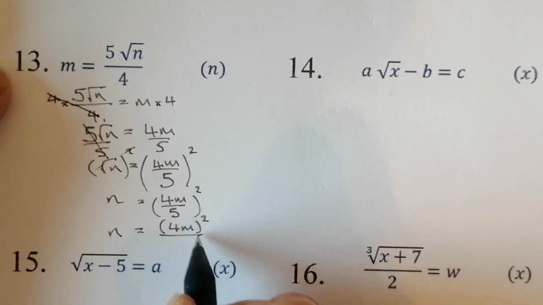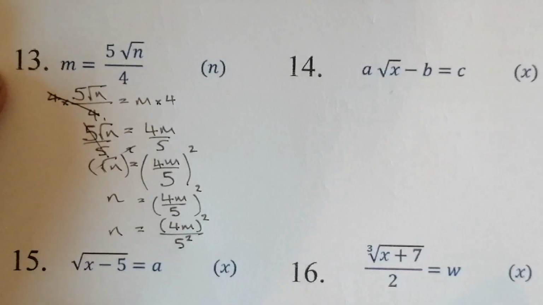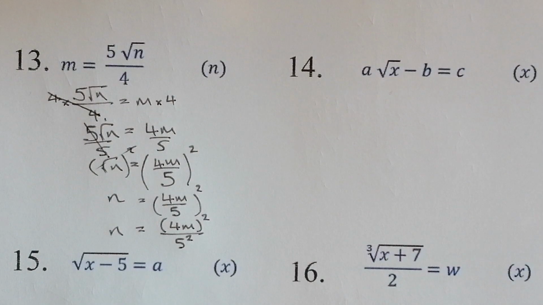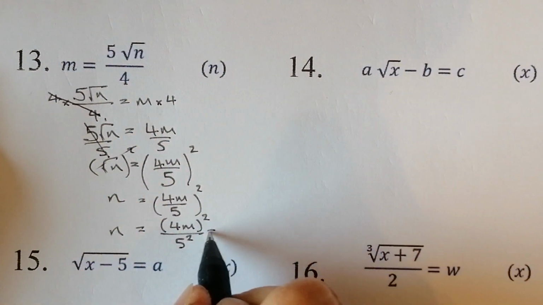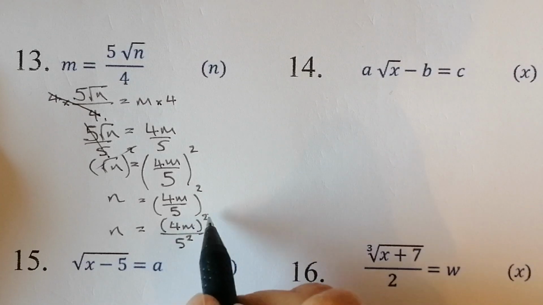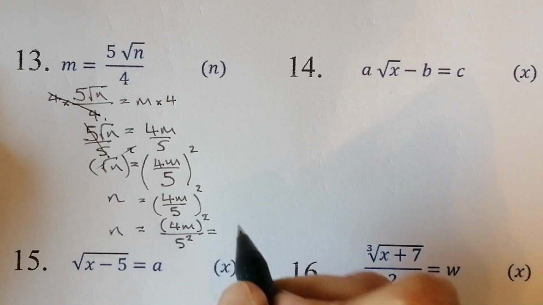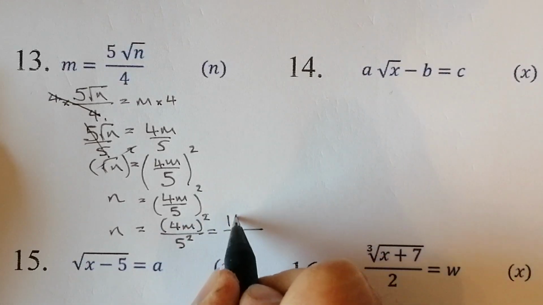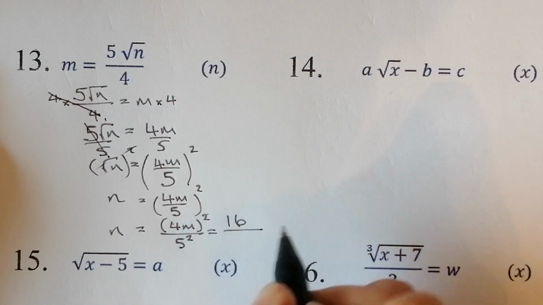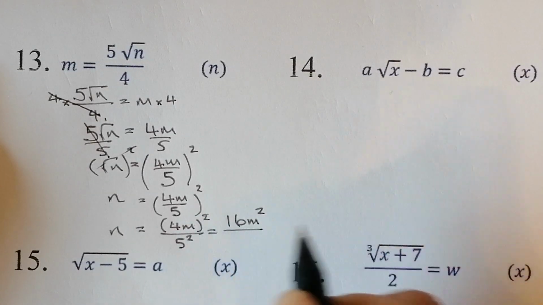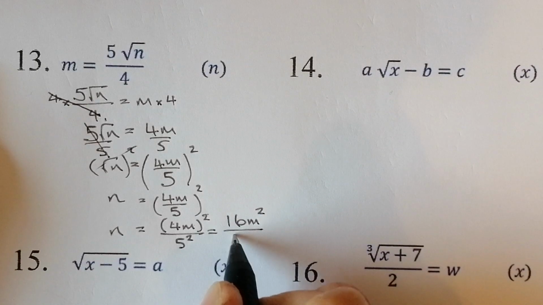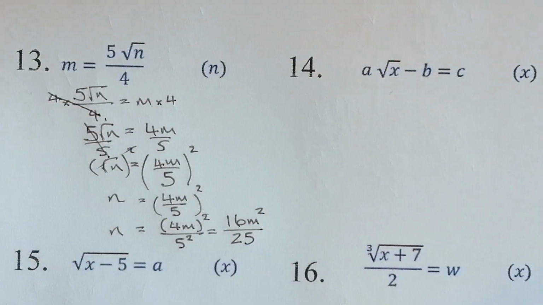4m squared all over 5 squared. So I can split that if it's a fraction. That's the way I can work indices. And then what I'm going to do here is I'm going to square both of these things. So 4 squared, that's 4 times 4 is going to be 16. And that's m squared, because I have to square everything. 5 squared is 25. So there's an answer there.